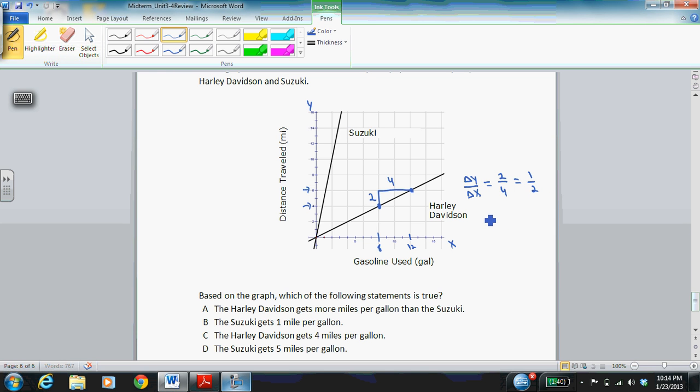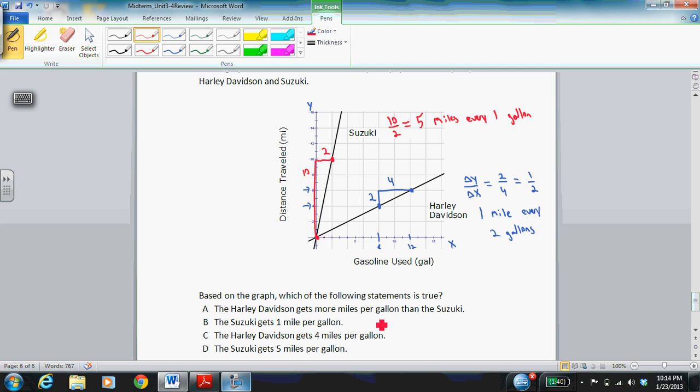What does that mean for Harley-Davidson? It means they get 1 mile every 2 gallons of gas. That's just terrible. That's going to be really expensive to drive. But let's look now at the Suzuki. Using this point to start and this point, that's a vertical change of 10, horizontal change of 2. So the Suzuki slope is 10 divided by 2, which is 5, which means 5 miles every 1 gallon.